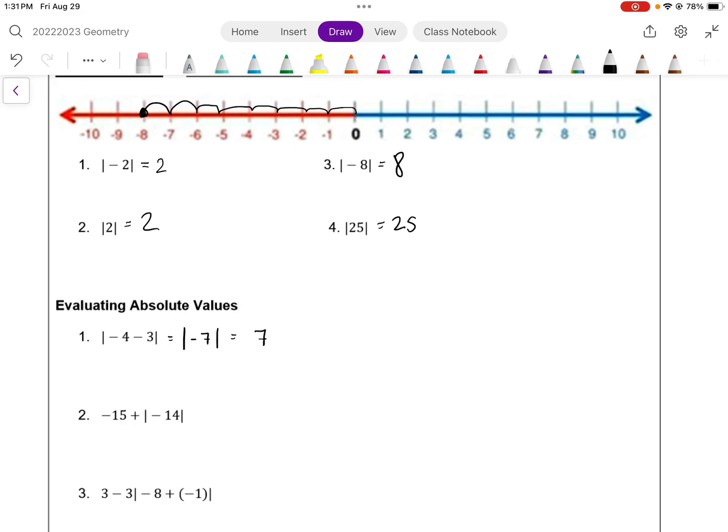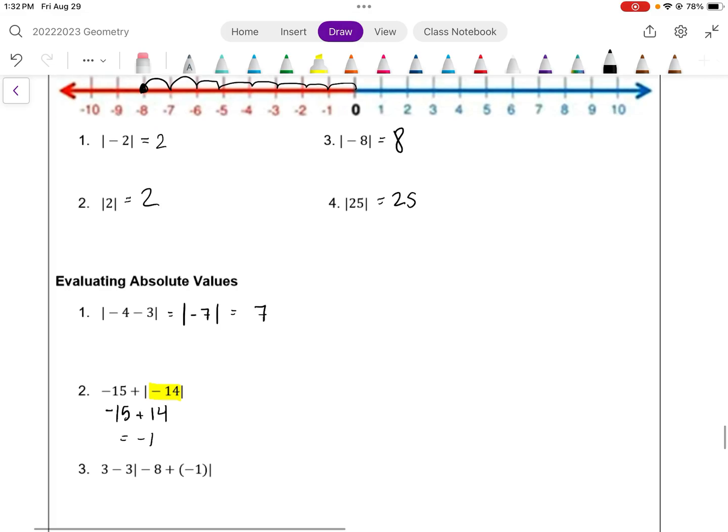Okay, let's do number 2. It says negative 15 plus the absolute value of negative 14. This time, the 15 and the negative 14 are not in the absolute value together. So just deal with the absolute value first, kind of like you would a set of parentheses. Okay, the absolute value of negative 14 is just 14. So I'm going to change it to this. Negative 15 plus 14 is negative 1. So negative 1 is how you would evaluate that absolute value.